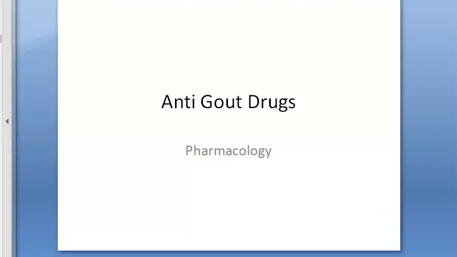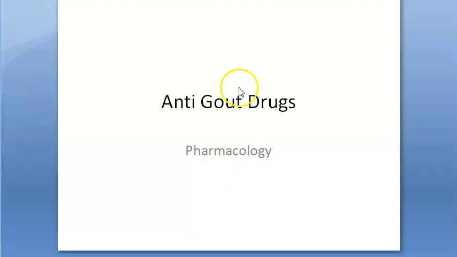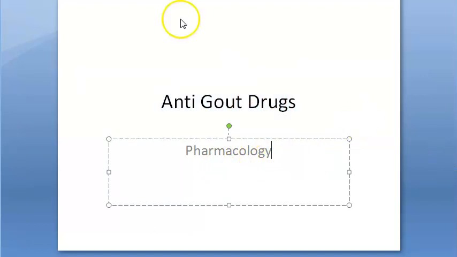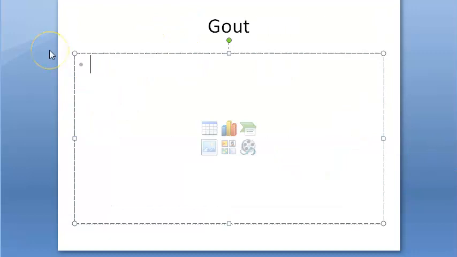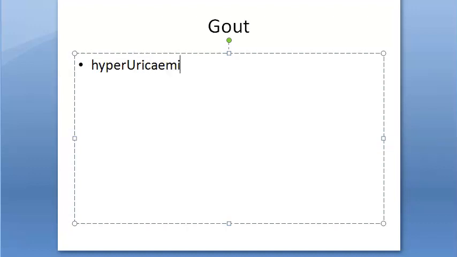Hello people, in this video we will look at anti-gout drugs. So what is gout? Do you know what gout is? First of all, you have to understand what gout is. Gout is a metabolic disorder characterized by hyperuricemia. Hyperuricemia means a greater amount of uric acid, or the urate levels in the plasma will be more. To explain in better terms, the uric acid in the blood will be more.